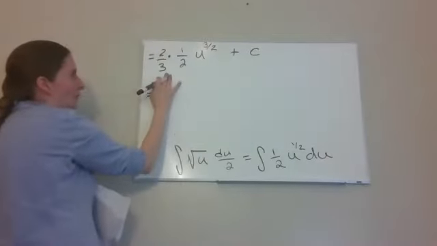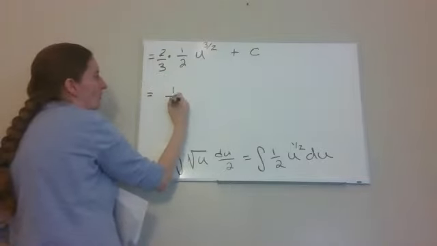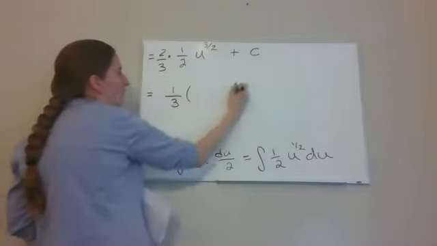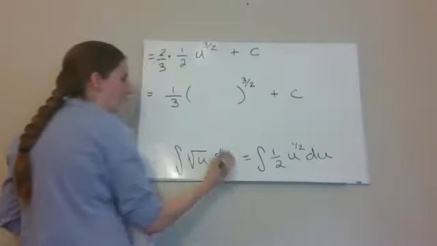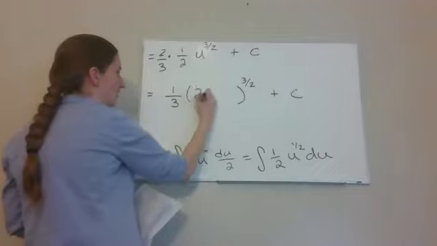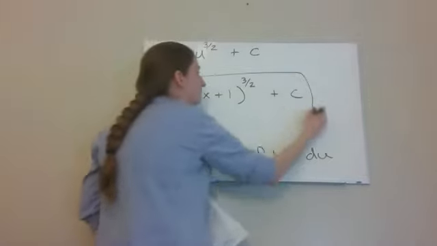We are going to simplify these fractions. 2/3 times 1/2 is 1/3. And then I have my u to the 3/2 power plus c. Plug your u in. u was 2x plus 1. And then we're finished.